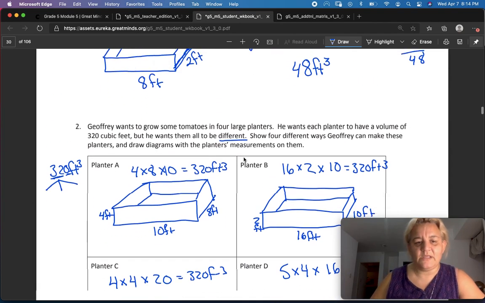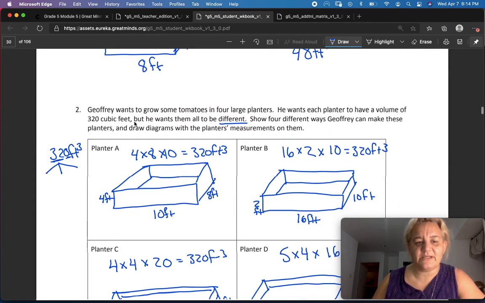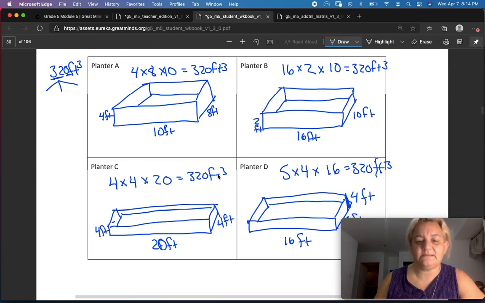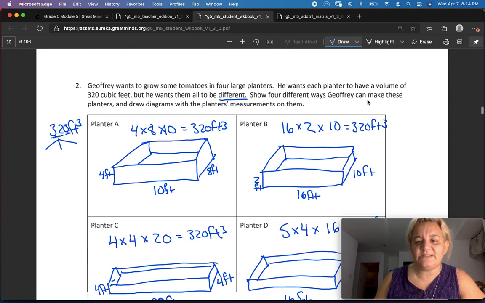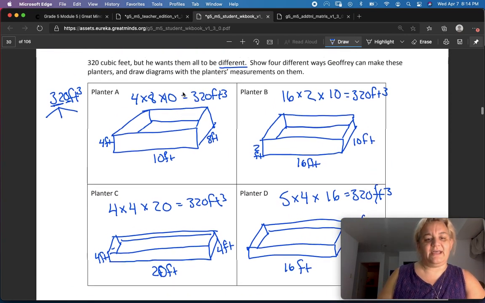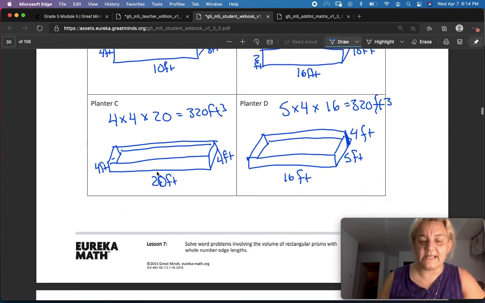Good. Okay. Jeffrey wants to grow tomatoes in 4 large planters. He wants each planter to have a volume of 320 cubic feet. Show 4 different ways Jeffrey can make these planters and draw diagrams of the planters' measurements on them. So there we did it. Good. Okay, so it's basically you're just decomposing, splitting apart that 320 in any way you can to get 3 different numbers. So we did it in 4 different ways, but there are more ways.